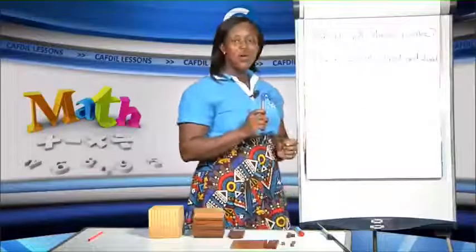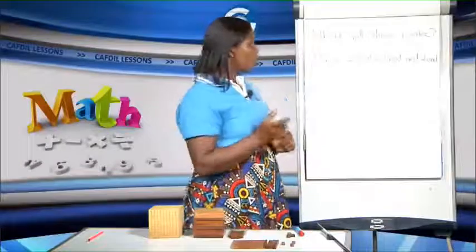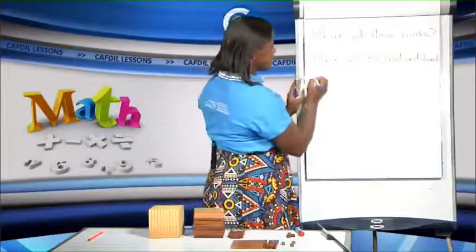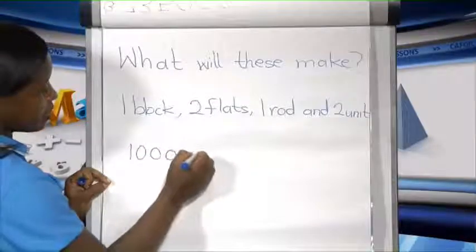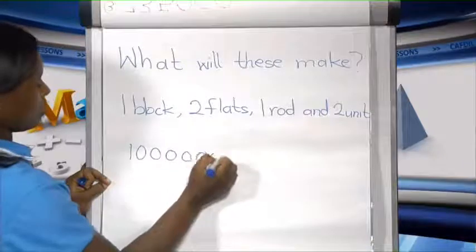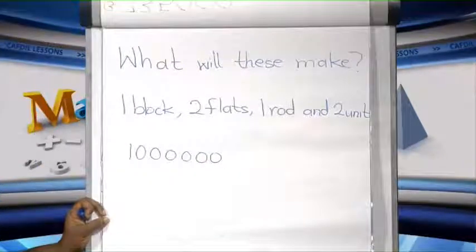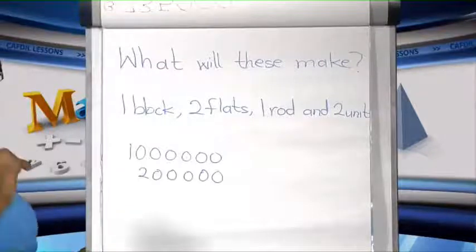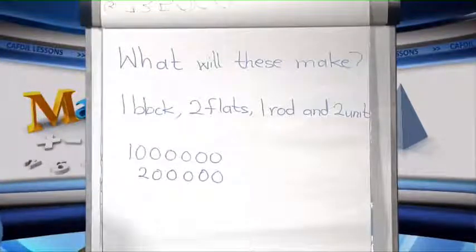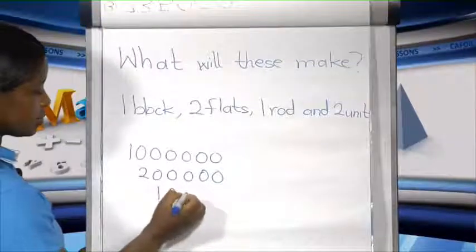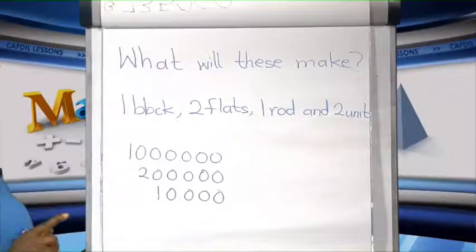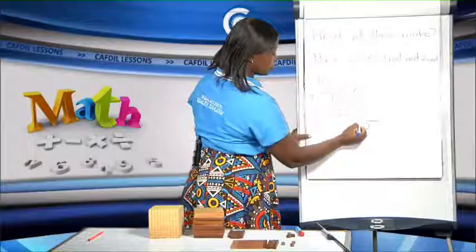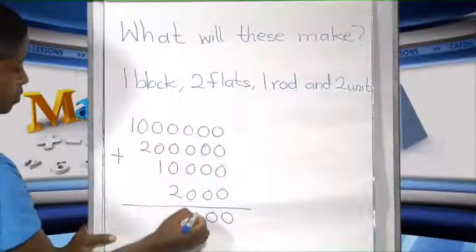One block, you know the value of a block. One block is 1 million. So let's write it here, 1 million. And then two flats. A flat is 100,000. And we have just one rod, so it is 10,000. Let's write the 10,000. And two units. A unit is 1,000, so two will give us 2,000.